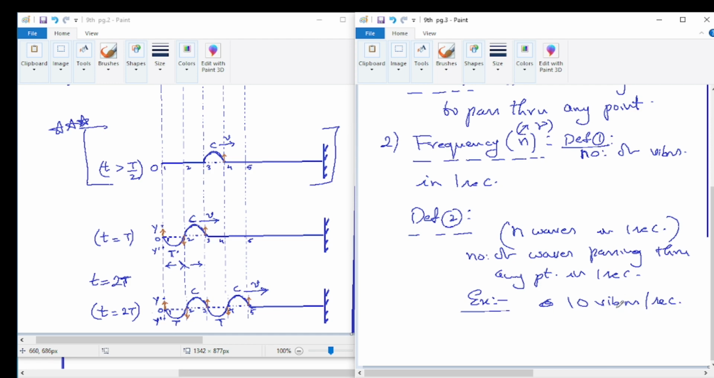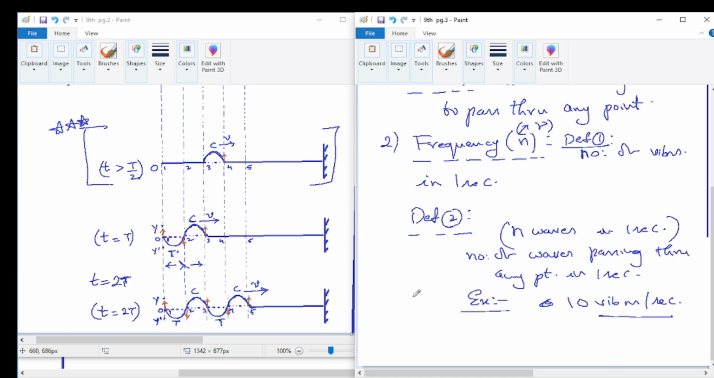So 10 vibrations per second, 20 vibrations per second, 30 vibrations. But the simplest of all the ways of expressing the unit of frequency is vibrations per second. Cycles per second, oscillations per second, waves, anything can be used. The simplest way of expressing frequency is in terms of vibrations per second. So 20 vibrations per second, 30 vibrations per second. From this we can easily guess.